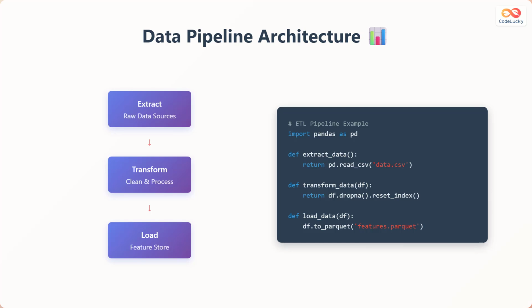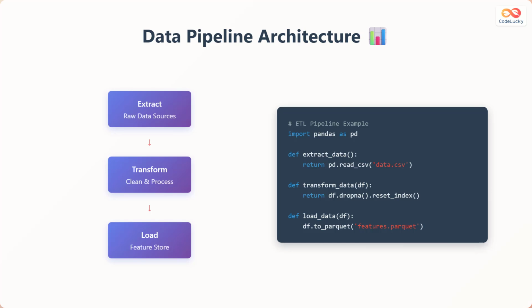A typical data pipeline architecture consists of 3 stages. First, the extract stage involves extracting raw data from various sources. Second, the transform stage includes cleaning and processing the extracted data. Third, the load stage focuses on loading the transformed data into a feature store.